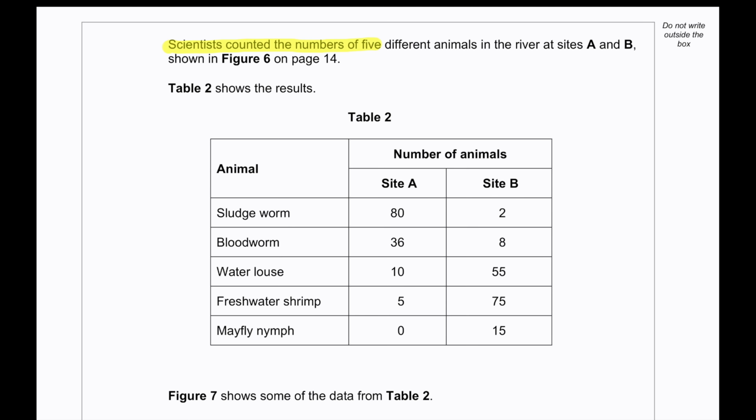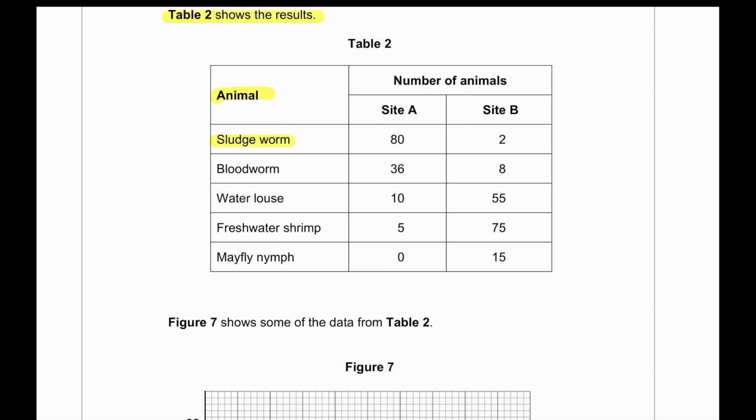Scientists counted the number of 5 different animals in the river at sites A and B, shown in figure 6 on page 14. Table 2 shows the result. Animal, sludge worm at site A, 80, and site B, 2. Bloodworm, site A, 36, and site B, 8. Water louse, site A, 10, site B, 55.